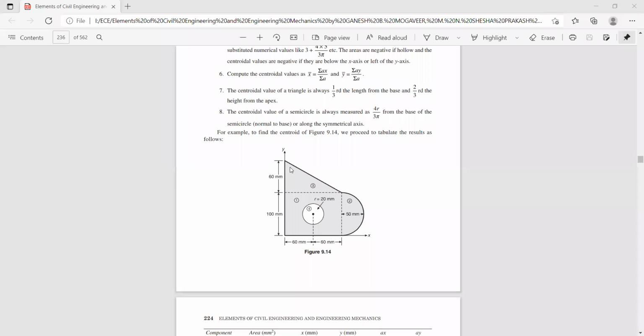Similarly, the area of the triangle is half into base, which is 120. From this point to this point it is 120, and the height is 60. So half into base 120 and height 60 gives the area of this triangle. And the area of the circle is pi r square, where the radius is 20, so you can calculate the area of the circle.